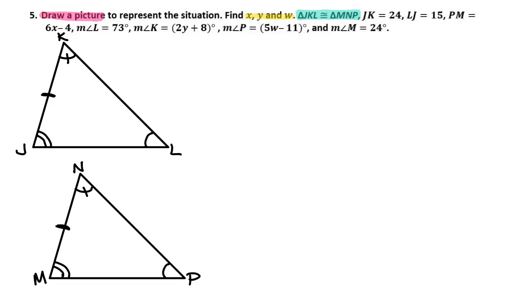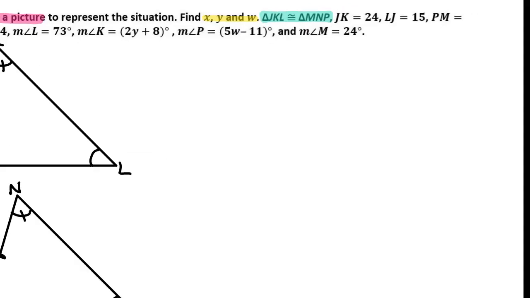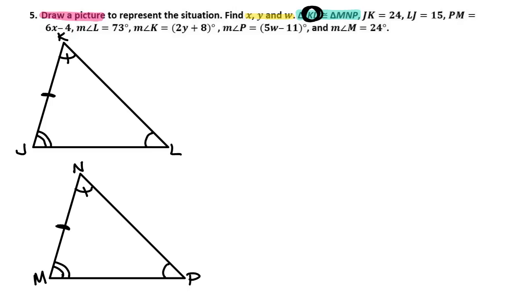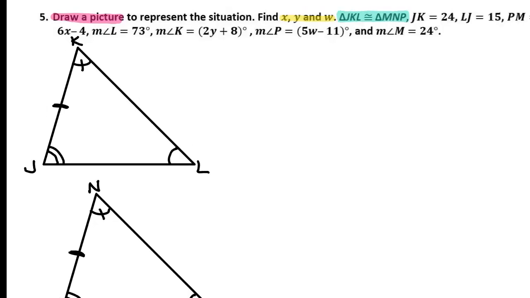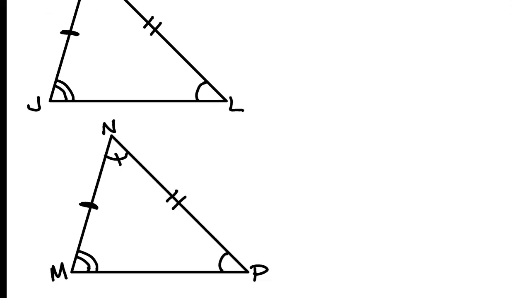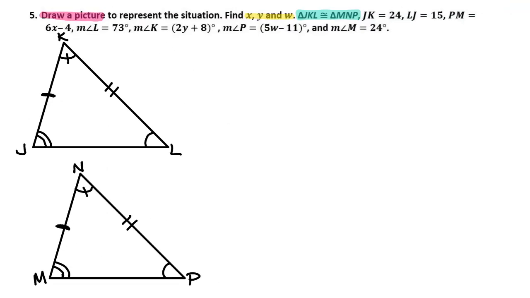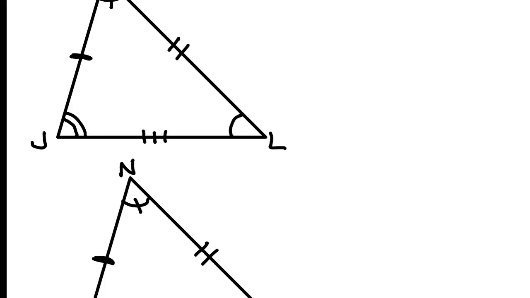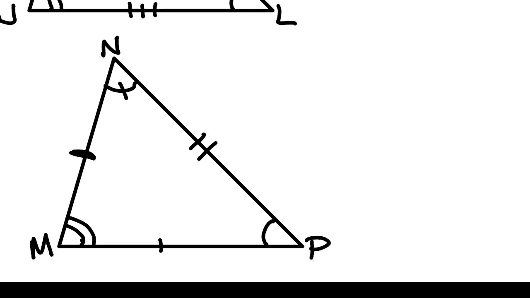What's another pair of sides that I could mark as congruent? KL and NP. Second and third letter, second and third letter. KL and NP. And then give me my final pair of sides that I can mark as congruent. JL and MP. First and third letter, first and third letter.